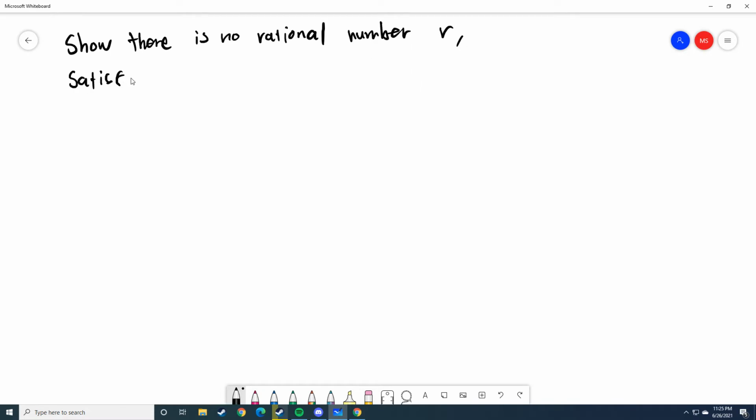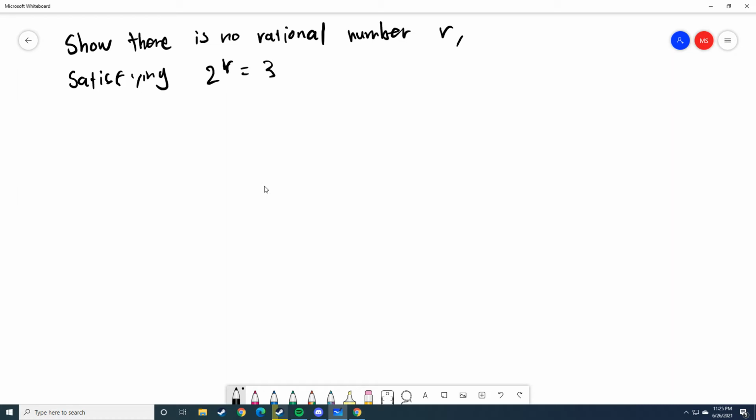This is going to be exercise 1.2.2, which asks to show that there is no rational number r satisfying 2 to the r equals 3. So essentially we're going to show there is no rational number r satisfying 2 to the r equals 3. Okay, so that's what we're going to try and do here today.